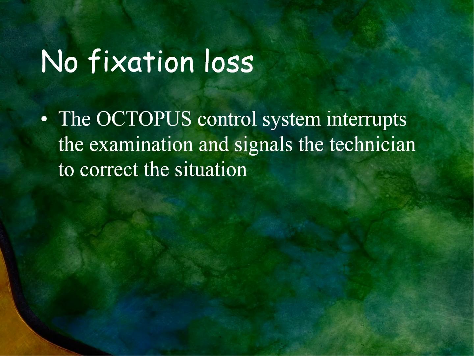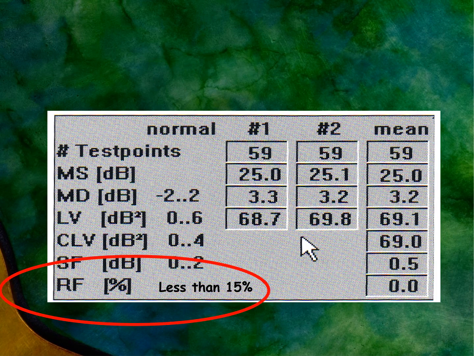We don't have fixation losses in the Octopus simply because if there is no correct fixation and the patient moves his eye, the test stops, an alarm signals, and the operator will come and ask the patient to fix properly. This is the reliability factor. It should be less than 15%. Here it is 0%.